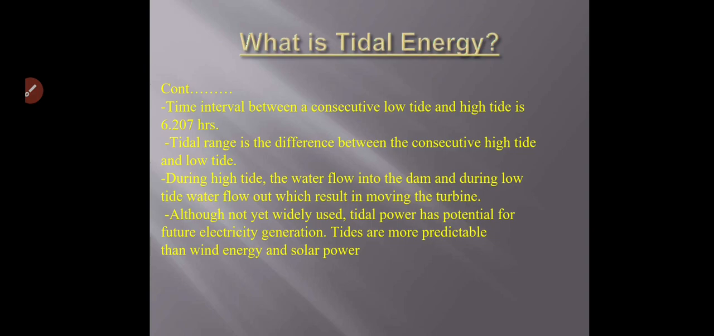Tidal range is the difference between two consecutive high and low tides. During the high tide, the water flows into the dam, and during the low tide, water flows out, which results in moving the turbine. Although not yet widely used, tidal power has potential for future electricity generation. Tides are more predictable than wind energy and solar power.